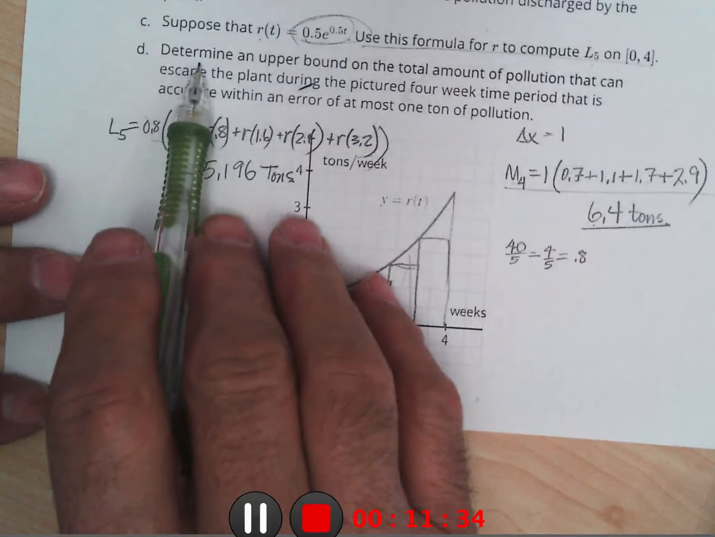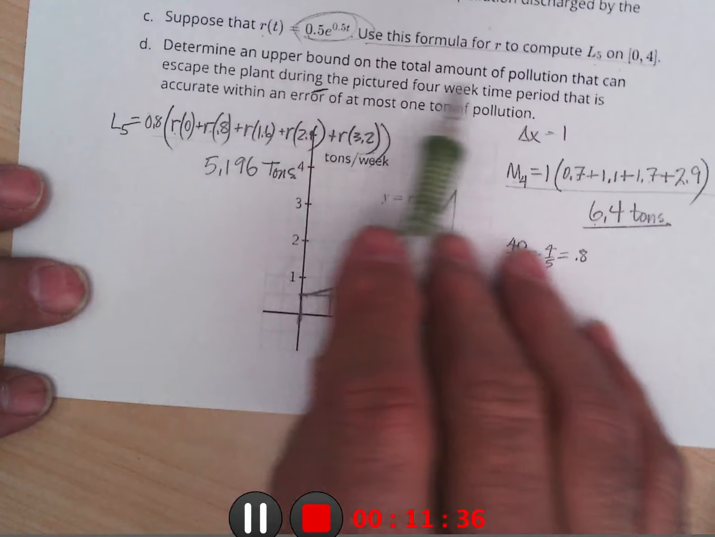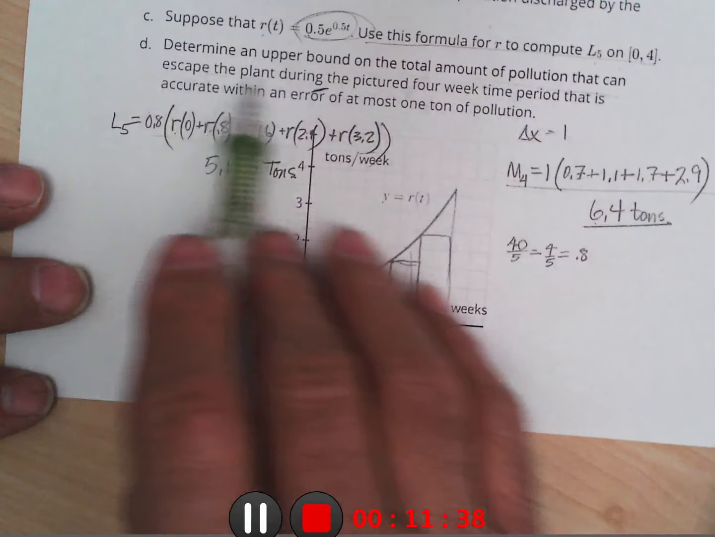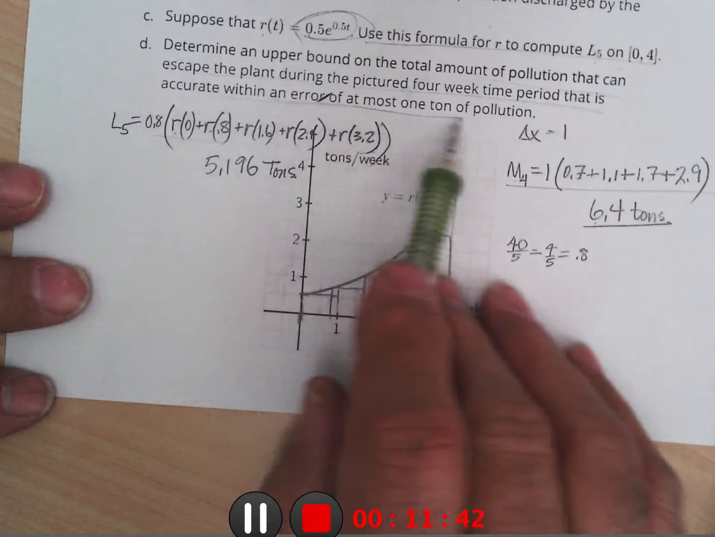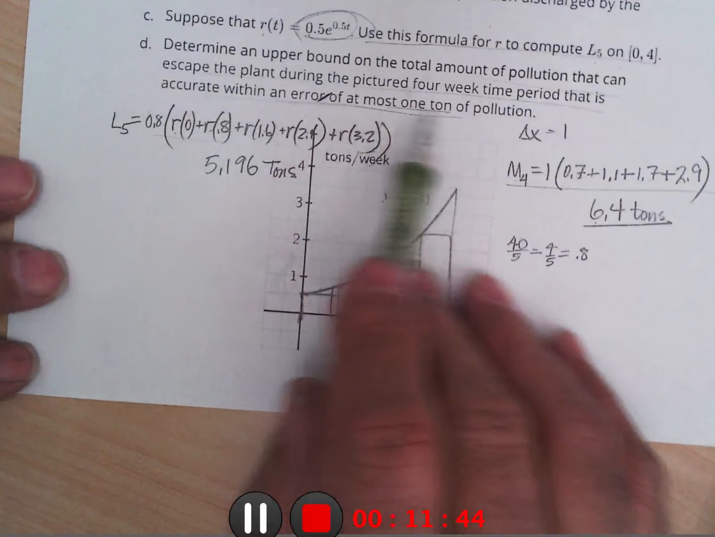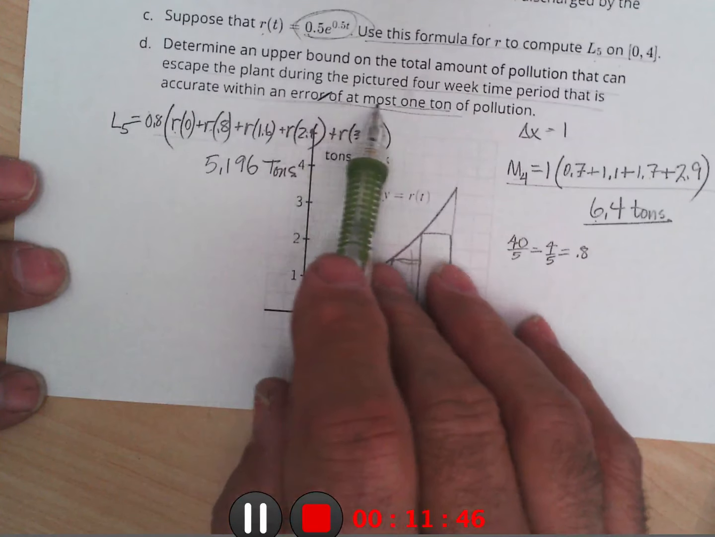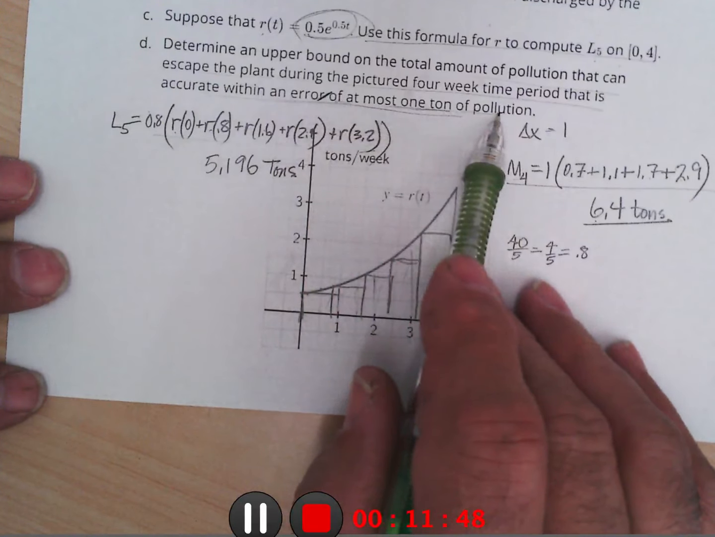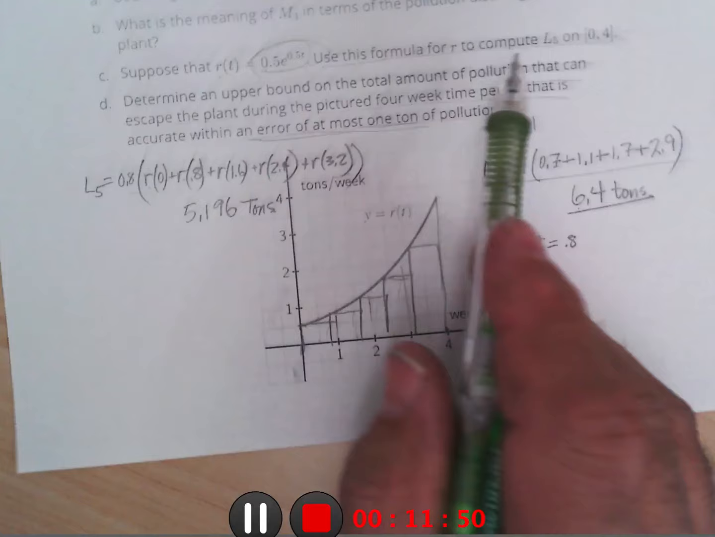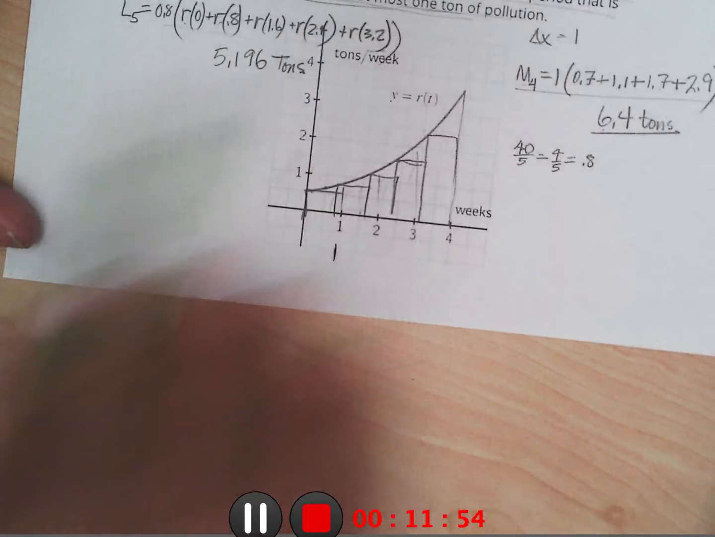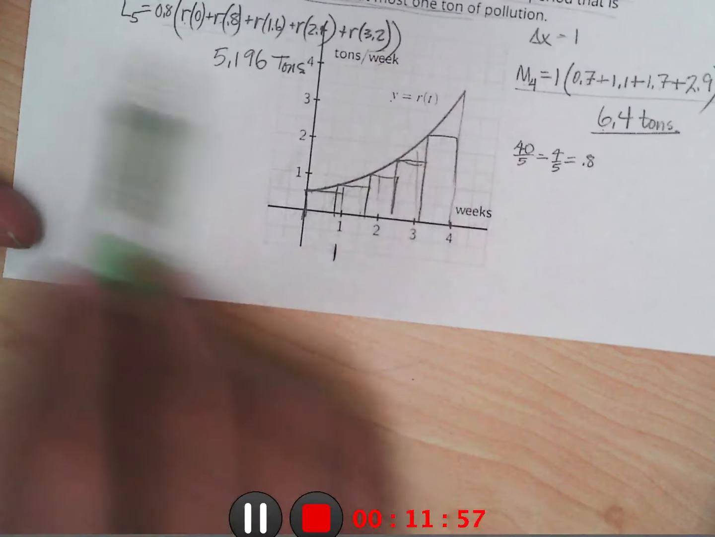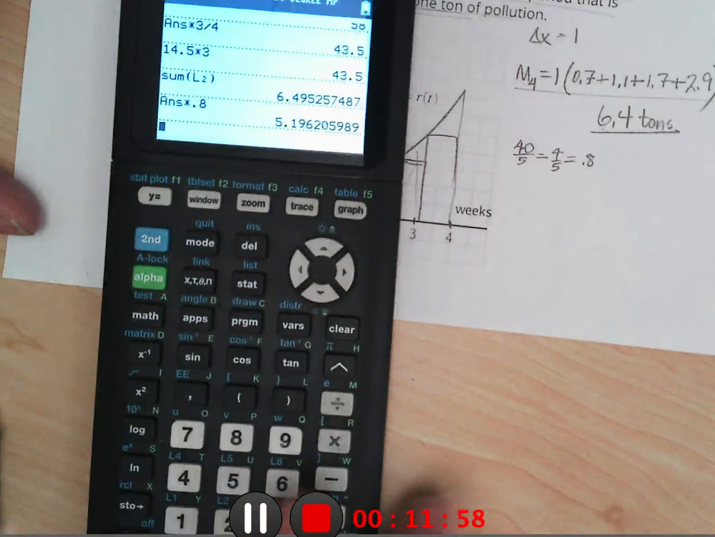Determine the upper bound for the total amount of pollution that can escape from the plant pictured in the 4-week period that is accurate to at most 1 ton of pollution. Error of at most 1 ton. Well, we did the left 5. We could do the right 5. Let's see what the right 5 works out to be.